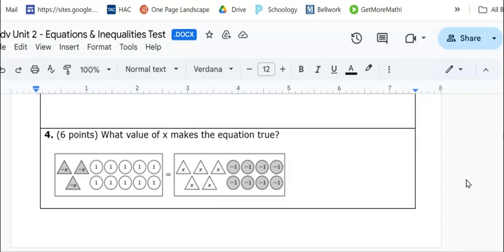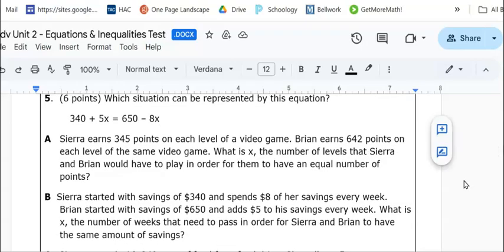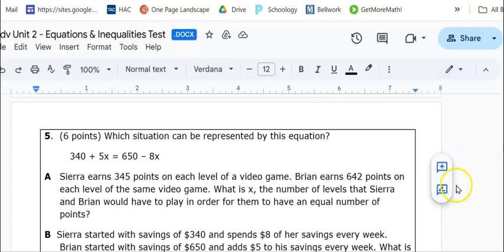What value of x makes the equation true? Which situation can be represented by this equation? 340 plus 5x equals 650 minus 8x.